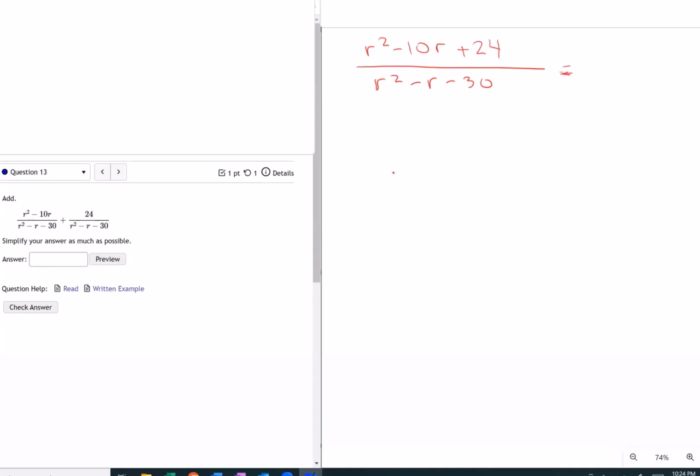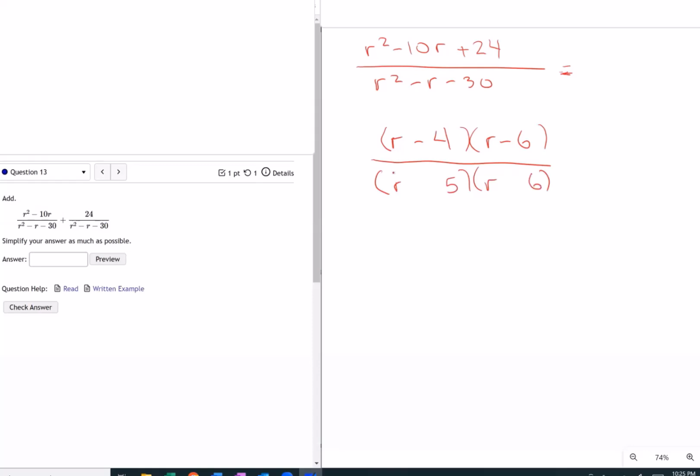Now here, my a is 1. By now, many of you have the system down, hopefully. 6 times 4 is 24, and 6 plus 4 is 10. That means they just both need to be negative. R minus 4, R minus 6. And that becomes R squared minus 10R plus 24, divided by, well, 30 is 5 and 6. So we have an R, we have an R, we have a 5, we have a 6.